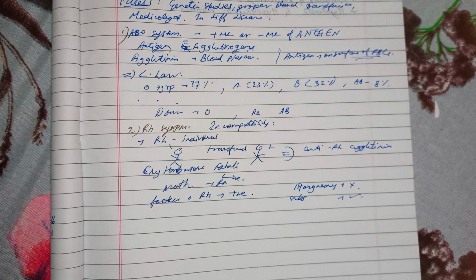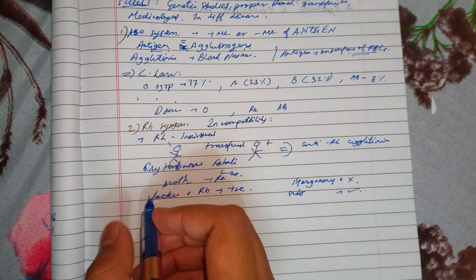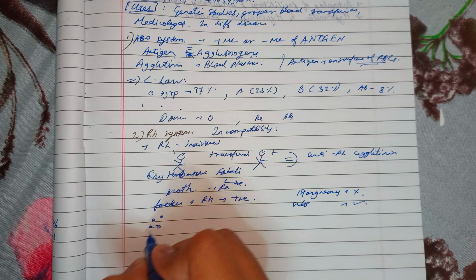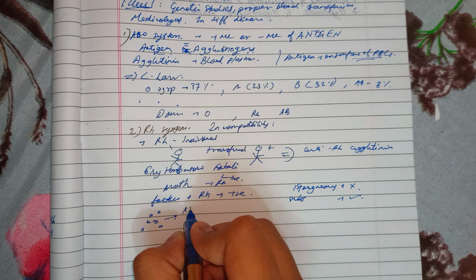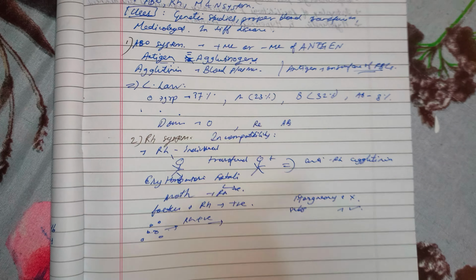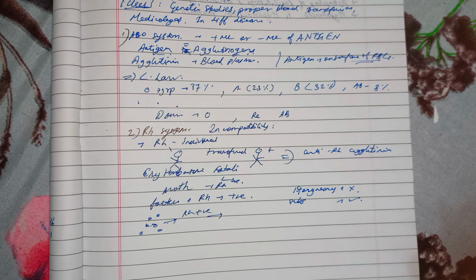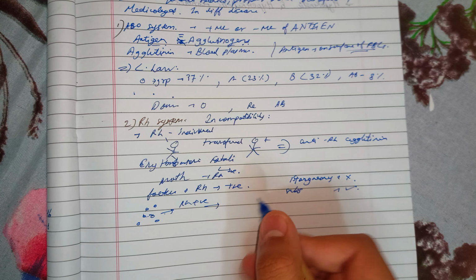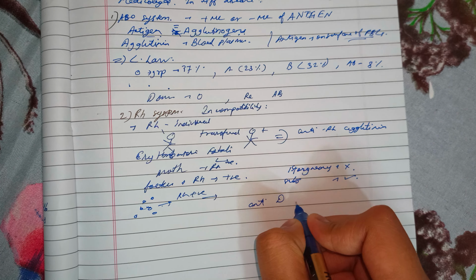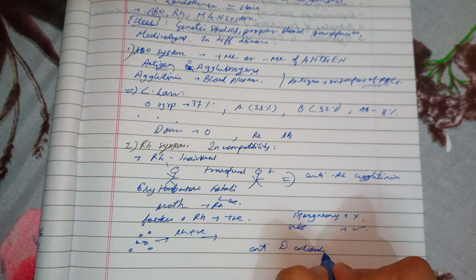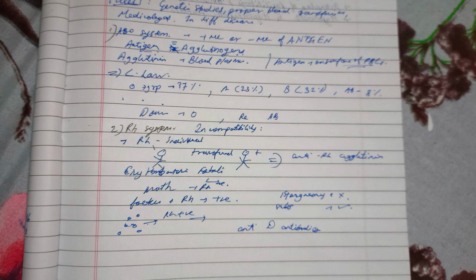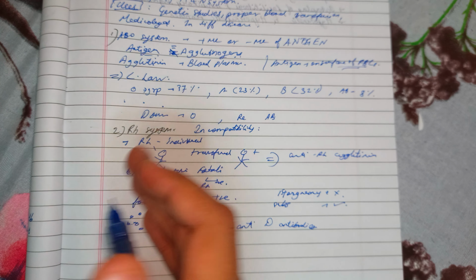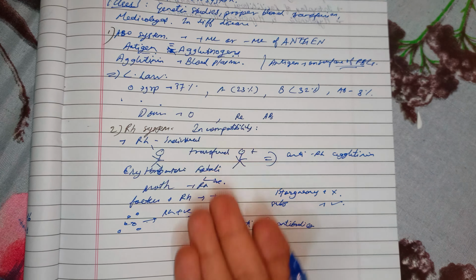Why does this occur? Because if an Rh positive baby is born to an Rh negative mother, then some fetal erythrocytes, which are Rh positive, will pass to the mother during childbirth. This produces anti-D antibodies in the mother. Now in the next pregnancy, the fetus is Rh positive. These antibodies from the mother destroy the fetal erythrocytes, leading to hemolytic disease of the newborn.